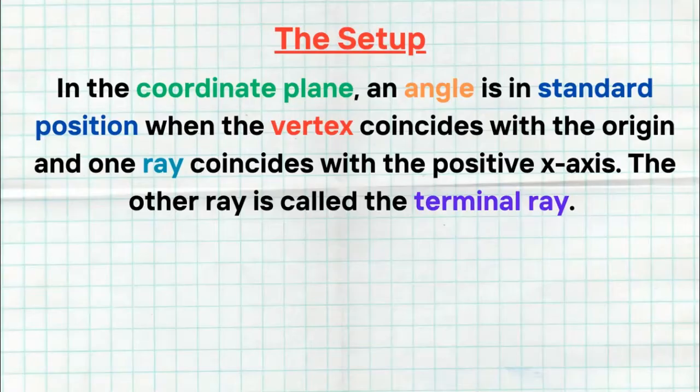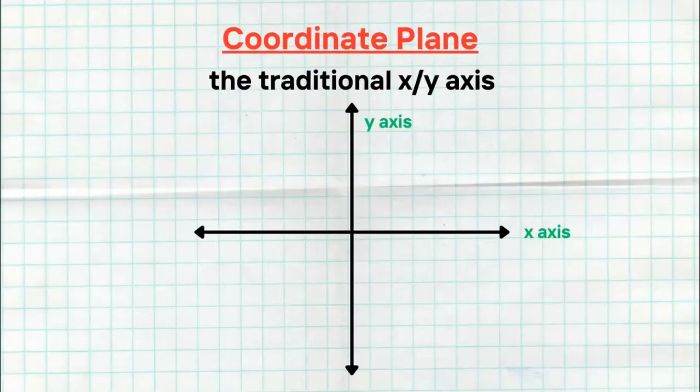So let's first start off with the first word, and that is the coordinate plane. The coordinate plane, you should all know, is the traditional XY axis, right? Where we have points, and on the coordinate plane, a point has an X coordinate and a Y coordinate that tells you how far on the X axis you are, positive or negative, and then how far on the Y axis you are, positive or negative.